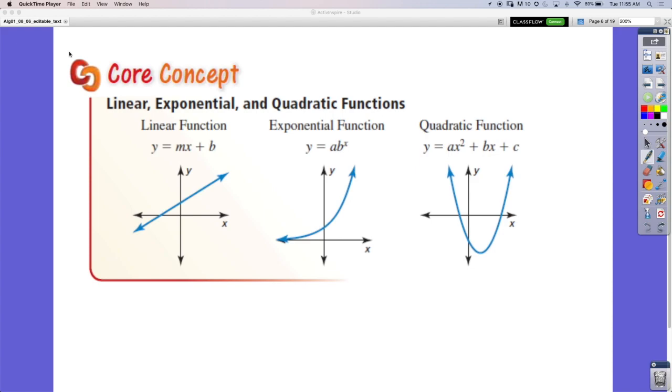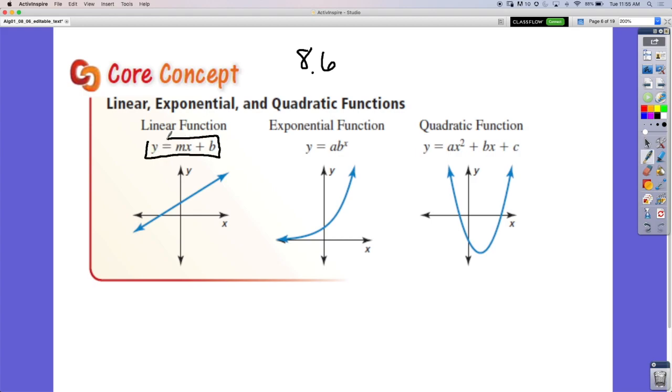Welcome to the last section in Chapter 8. This is Section 8.6, and we are going to be comparing all the functions that you have learned up until this point for the last 32 weeks of school. You should have copied this into your notes.